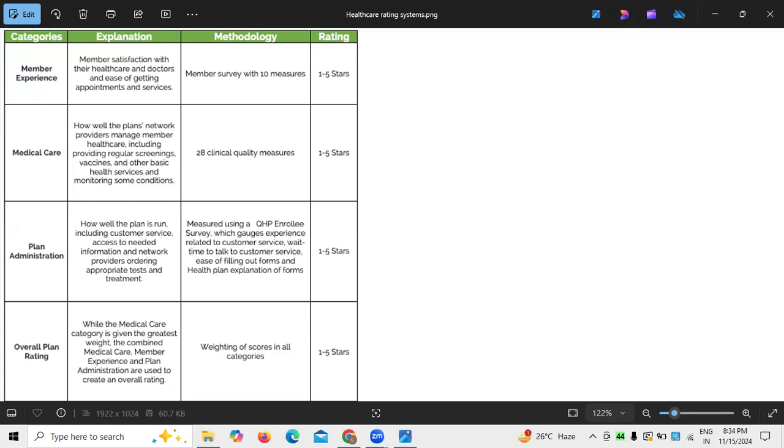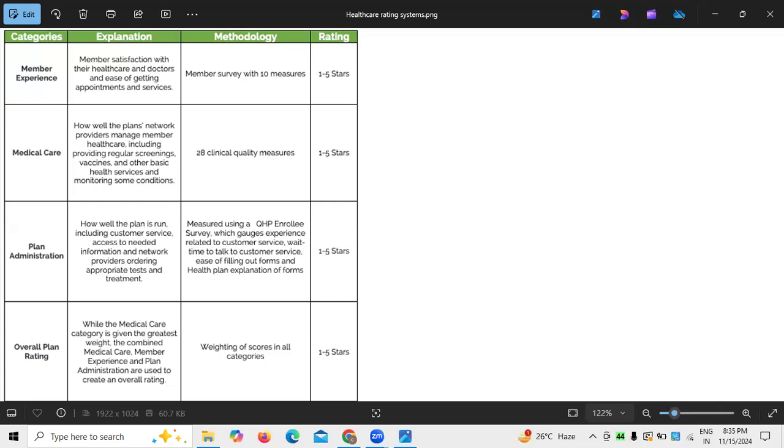Now, the kind of measurements in the context of the methodologies we are using: the QHP enrollment survey. This is one thing which is normally used. This majorly relates to customer services, such as filling out forms and health plan explanation forms. A rating from 1 to 5 can be given for that.